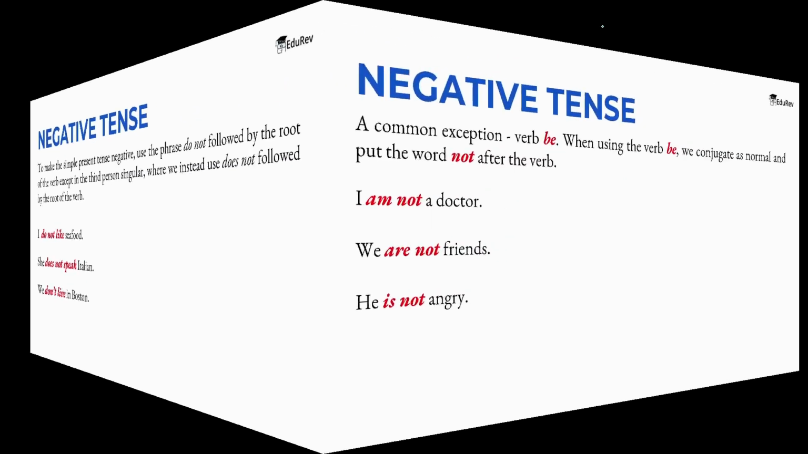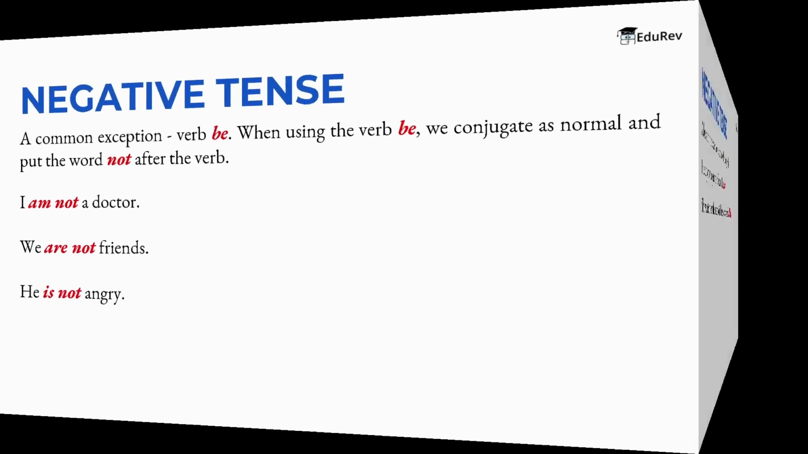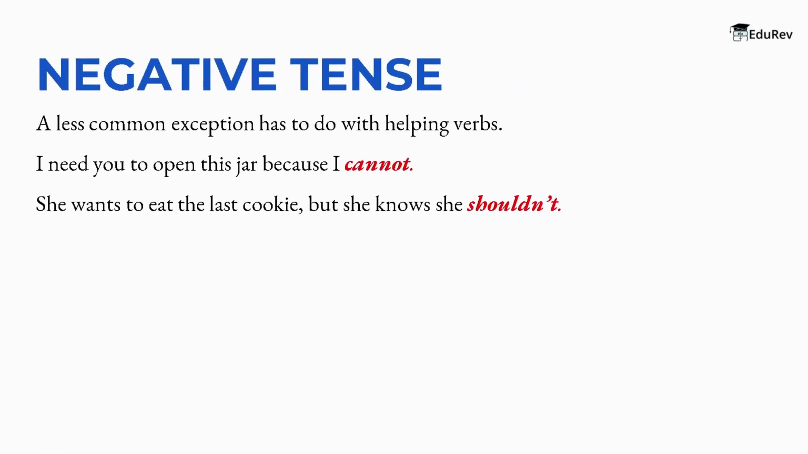Now a common exception to this rule is our good friend, the verb be. When using the verb be, we conjugate as normal and put the word not after the verb. For example, I am not a doctor. We are not friends and he is not angry. So this is how we do with the verb be. That is, when we use this particular verb, we conjugate as normal and put just the word not after the verb.